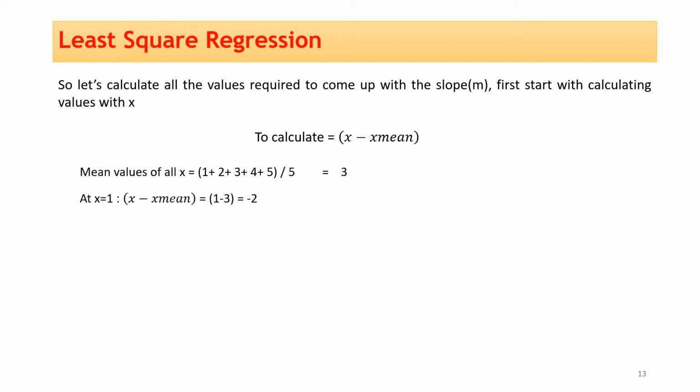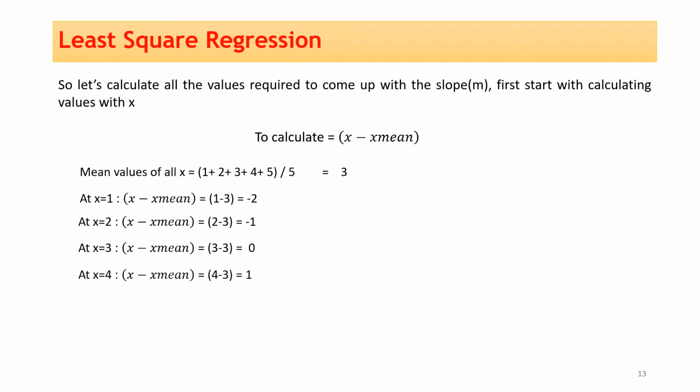So at x equals 1, x minus x mean is equal to 1 minus 3, which is equal to minus 2. Similarly, at x equals 2, it will be equal to minus 1. Then at x equals 3, our x minus x mean will be equal to 0. Then at x equals 4, our x minus x mean will be equal to 1. And at x equals 5, our x minus x mean will be equal to 2.